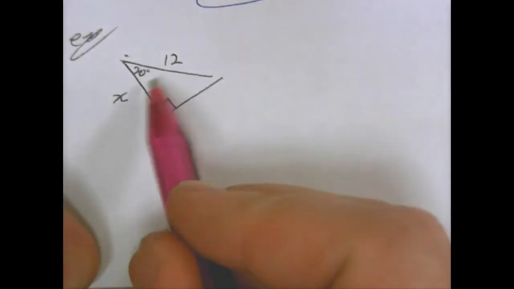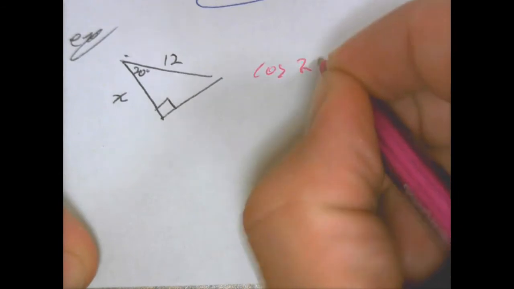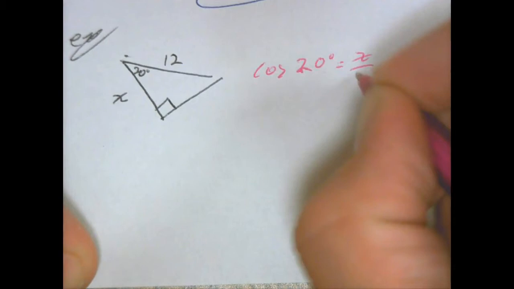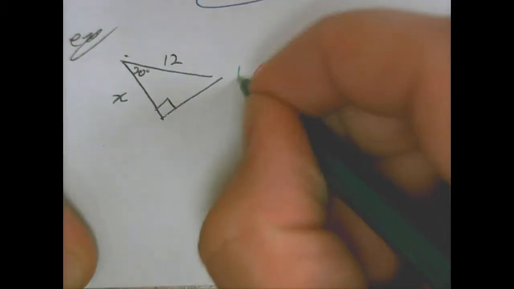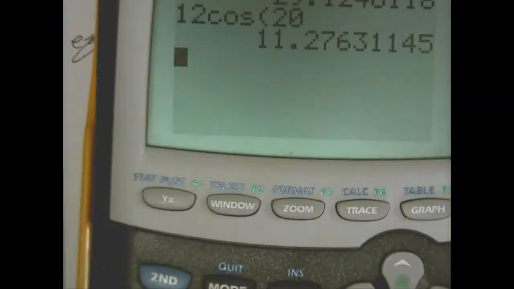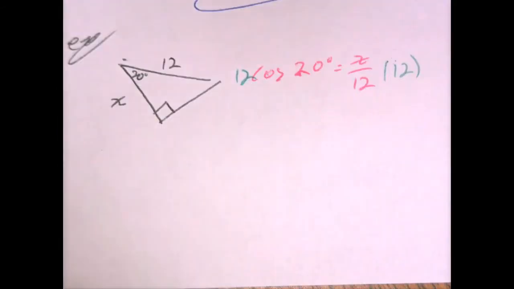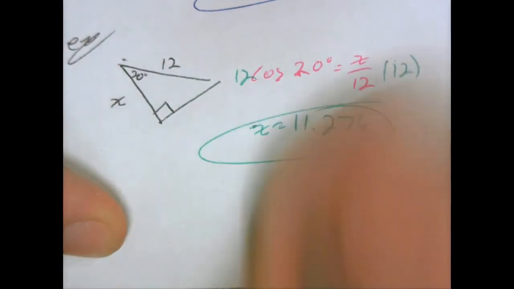This time I'm given the adjacent side. I'm also given the hypotenuse and an angle. So I can say cosine of my angle, 20 degrees, equals adjacent x over hypotenuse 12. So in this one, all I have to do is multiply by 12 on both sides and plug in my calculator, 12 cosine 20. And that would be 11.276. So x equals 11.276.